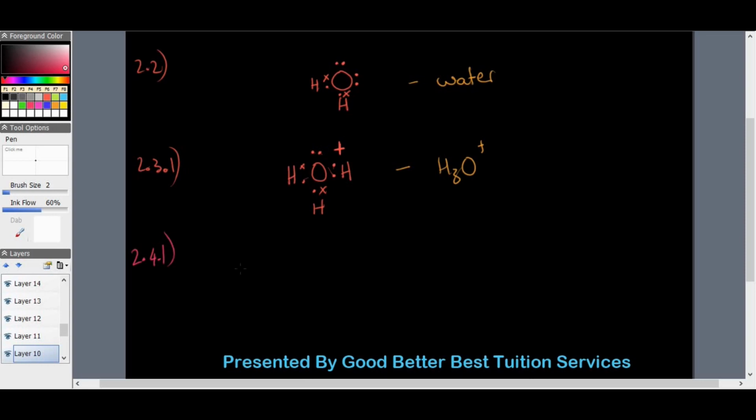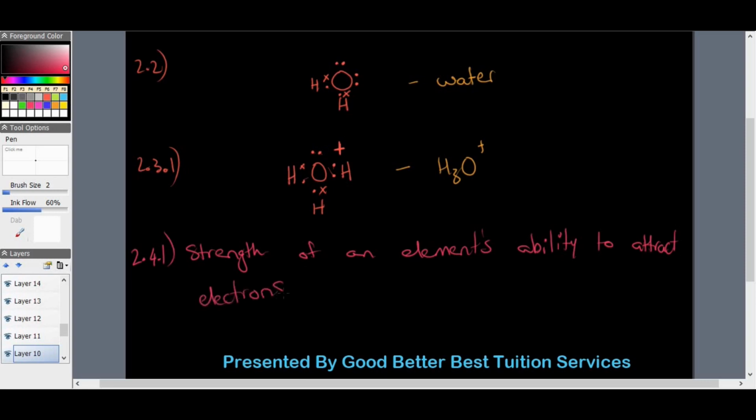Taken straight from the definition that we looked at a couple of weeks ago, electronegativity is basically the strength of an element's ability to attract electrons. Okay, that's what electronegativity is all about.